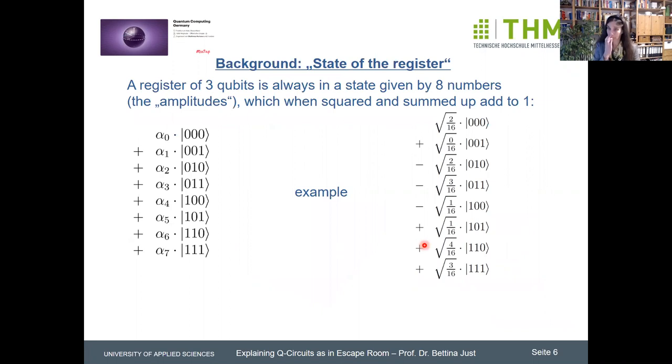Some background. What is the state of a register of 3 qubits? Okay, now some of you who are experienced in quantum computing say, of course, I know that this is the state of a register. It's not new to me, but I'm very happy that there are some people here who are not so expert in quantum computing. Very welcome. And so I'll explain for 2 minutes how one can imagine this. If you are not at all familiar with quantum computing, imagine 3 coins.